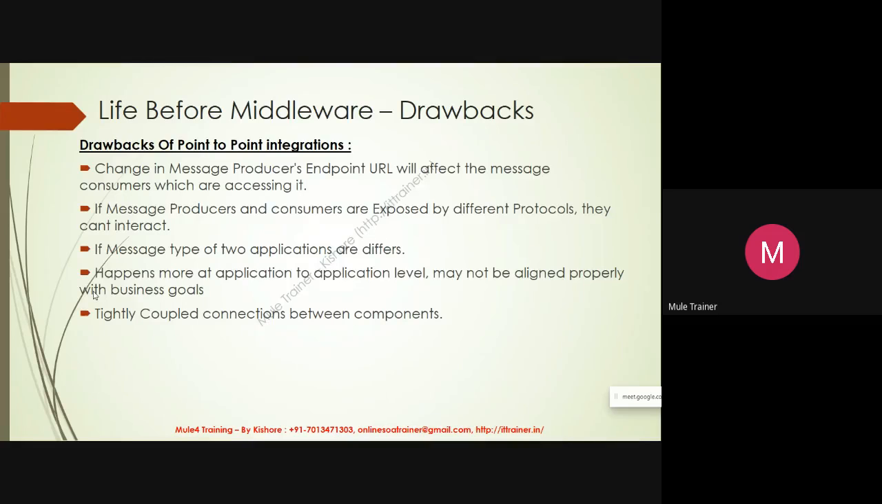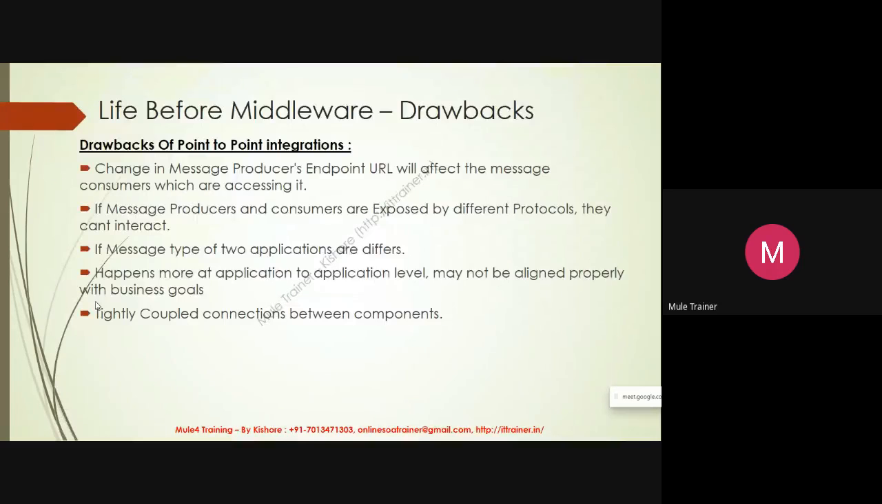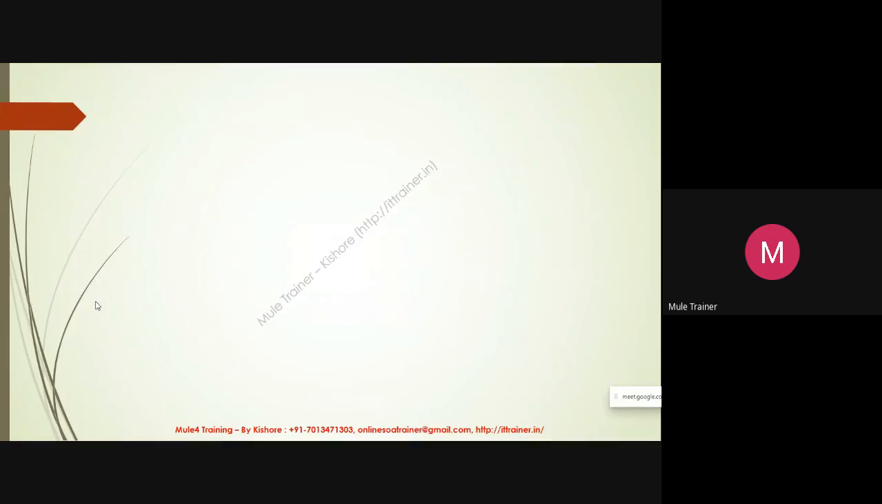And these are also tightly coupled connections. Tightly coupled connections means if a small change happens in one system, it would automatically impact the other systems. So suppose today I'm using Oracle database. Tomorrow I plan to go for a free database called MySQL. At that time it needs to change in all the places. So like that, you will have challenges in this particular model of integration.